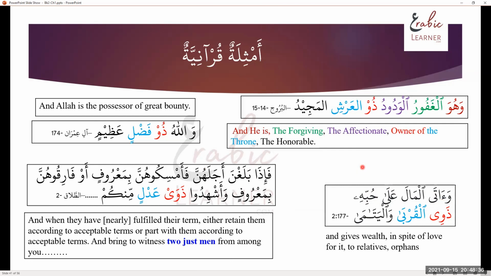So I'm doing a lot of revision for you of the previous book also. No, you didn't understand, Sister Asma? Okay, what didn't you understand? He asked me. So see here, he's saying, and he gives, what he gives? Al-mala. This is answering the question of what. So this is maf'ul bihi. Ala hubbihi. In spite of love for it, for his mal.